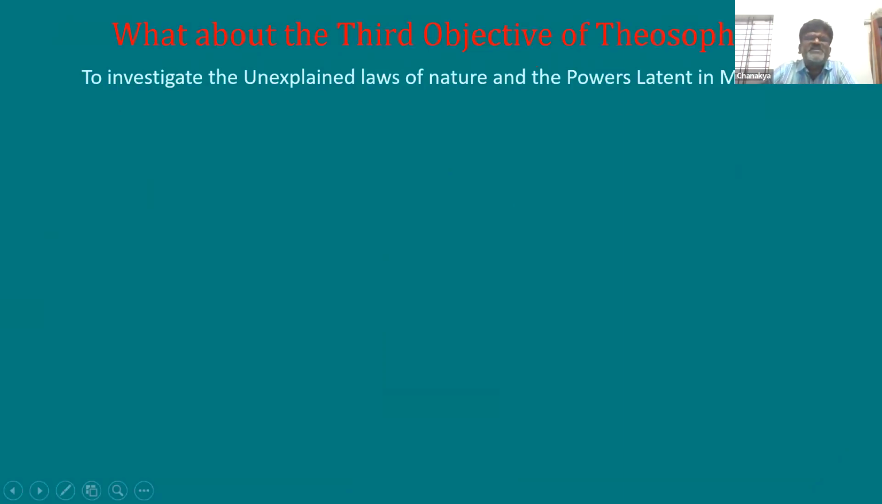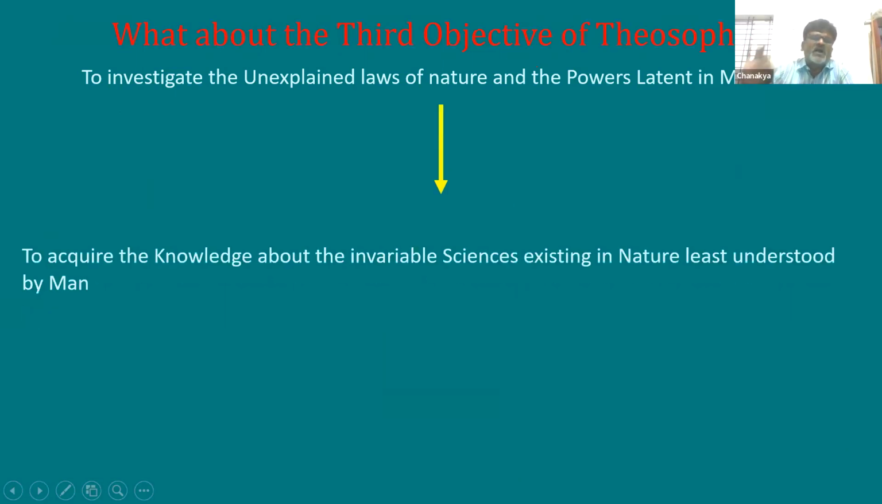So now the question arises, what about the third objective, which is to investigate the unexplained laws of nature and powers latent in man? Definitely, sir. To acquire the knowledge about the invariable sciences existing in nature, least understood by men. Yes, there are certain things which are not understood by man. We are doing it. We are trying to do it.